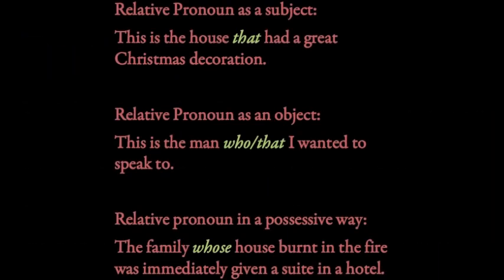An example of a relative pronoun used as a subject in a sentence is, "This is the house that had a great Christmas decoration." Used as an object, a relative pronoun in a sentence would be like, "This is a man who or that I wanted to speak to." When a relative pronoun is used in a possessive form, it sounds like, "The family whose house burnt in the fire was immediately given a suite in the hotel."